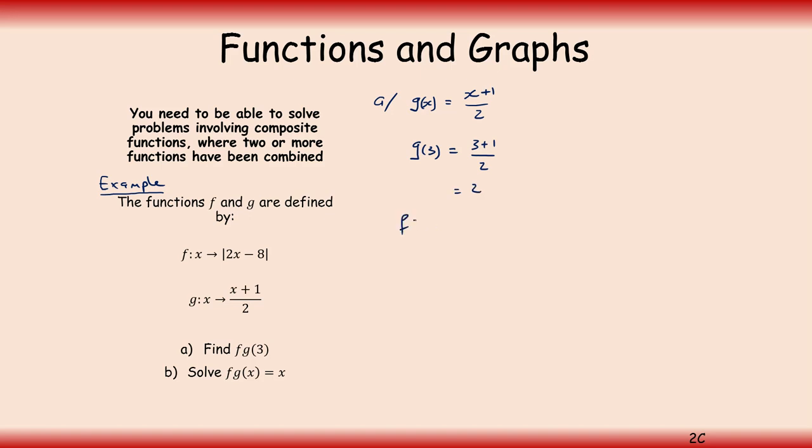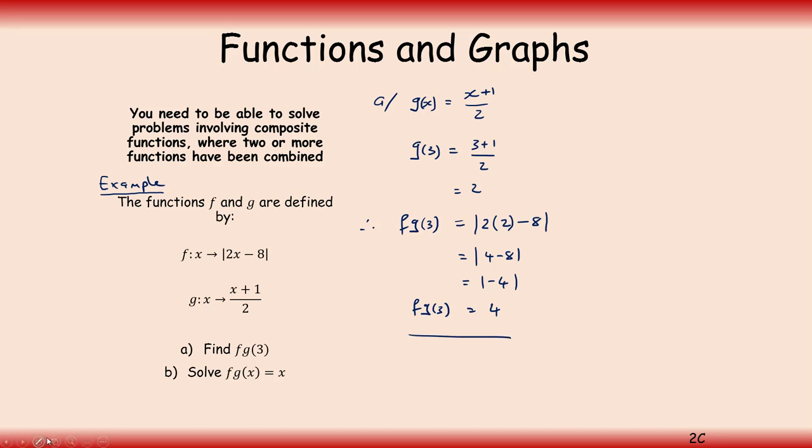So f of g of 3 is going to be equal to the modulus then of 2. Now wherever I've got x, I've got to put that g of 3, which is 2, minus 8. So that's going to be the modulus of 4 minus 8. So it's the modulus of minus 4. So that means that f of g of 3 is equal to 4.